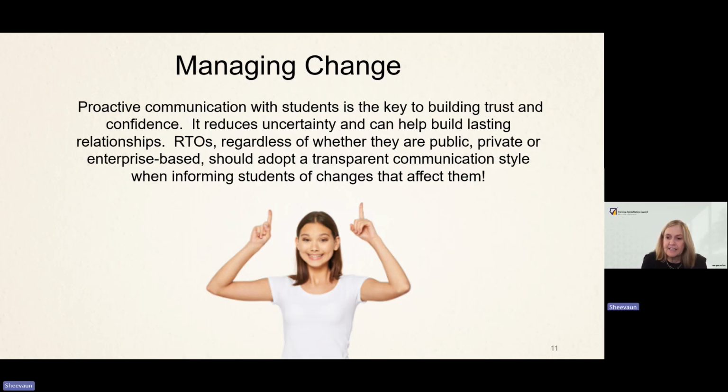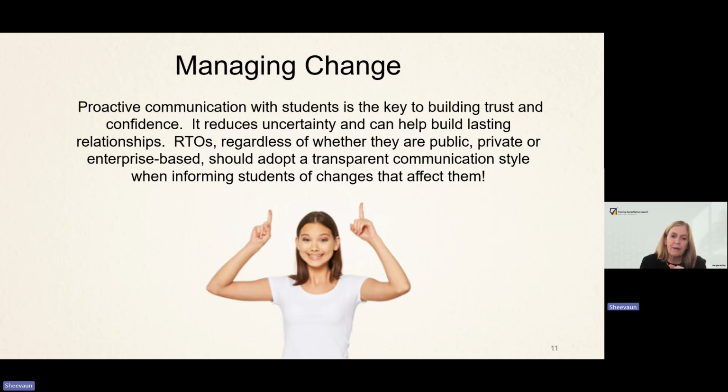One of the last considerations within Outcome Standard 2.1 is about how RTOs manage change, in terms of the information that they provide to students. Okay, so we all know that proactive communication builds trust and confidence in people. We all know that. And what it does is it reduces uncertainty and can build long-term relationships. So it doesn't really matter if you're public, private or enterprise. You should be looking at how transparent your communication style is.